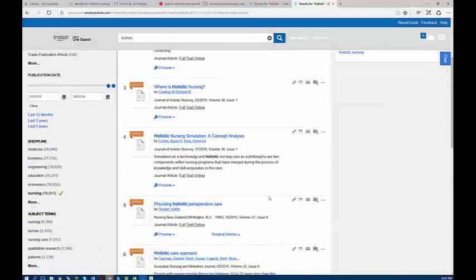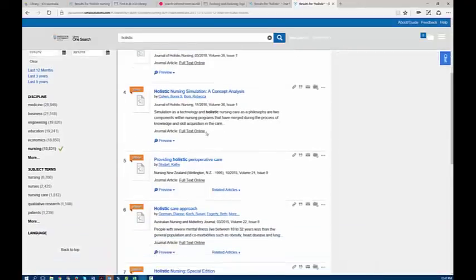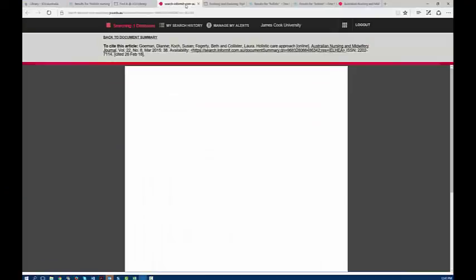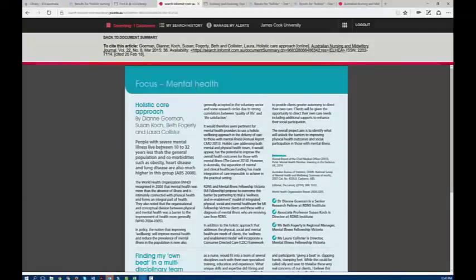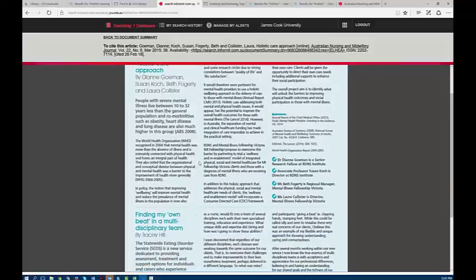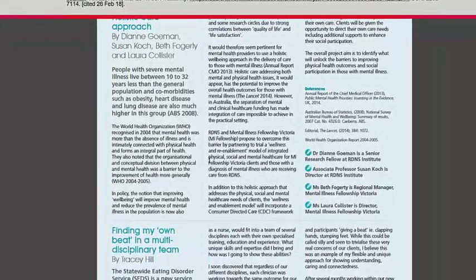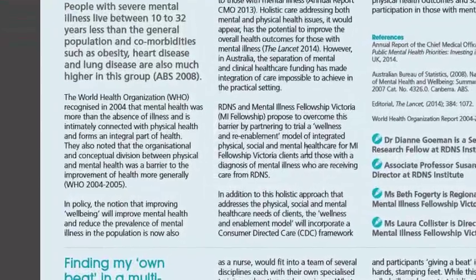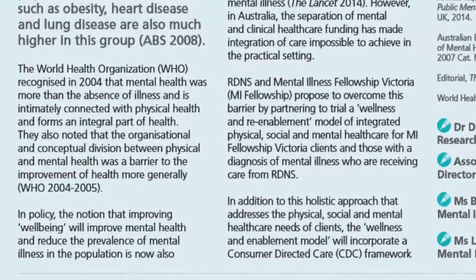Okay, so now I've read this article and this man has got some things to say, so I might go and visit him later. But holistic approach to care, and there it is. So I'm reading through this and I'm seeing what holistic means. Wellness, integrated physical, social, mental health, addresses mental, physical. So we know what holistic means. It's about looking at the whole person as one, as a whole.